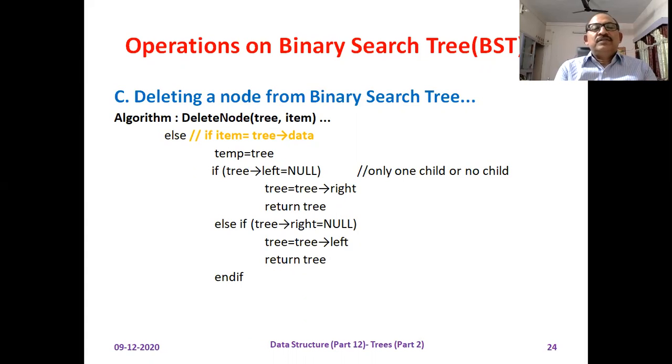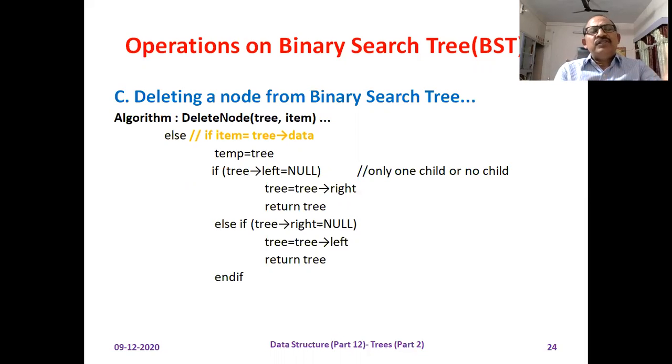Now, next else. Not both cases. What will you do in this case? If item is equal to tree data, else means the control comes to this place when the item which we want to delete is equal to the tree data, which means the control goes to the target node. We reach the target node. What will we do in this case?